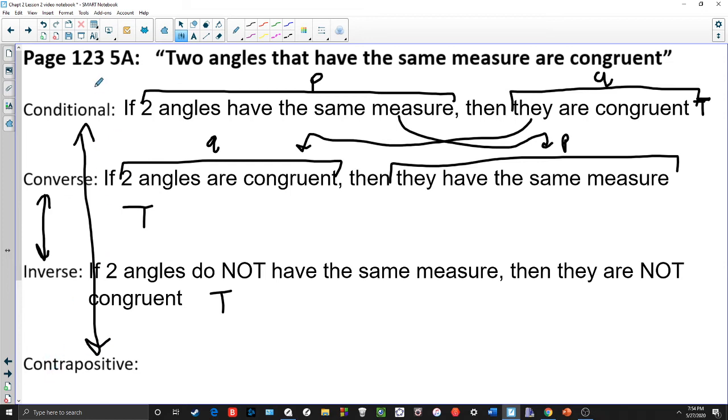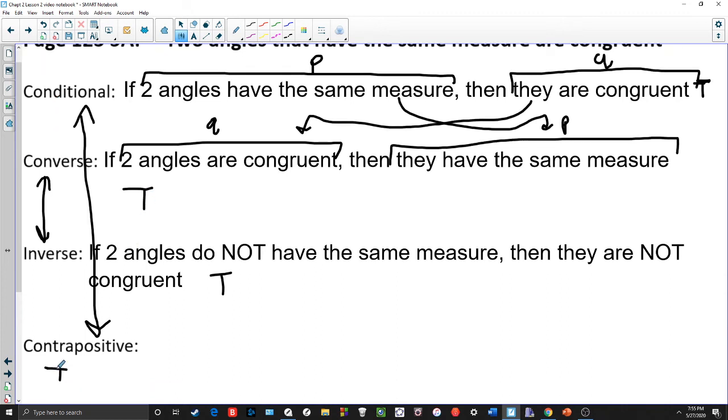And the conditional and the converse are always going to have the same truth value. So we know that the conditional and the contrapositive, not the converse, the conditional and the contrapositive are always going to have the same truth value. So we know that the contrapositive is automatically going to be true because the conditional was true, without even writing it down. But if we write down the contrapositive, it is flip and negate. Or you can think about it as the inverse of the converse. So the contrapositive is the inverse of the converse. So take your converse and then negate it.